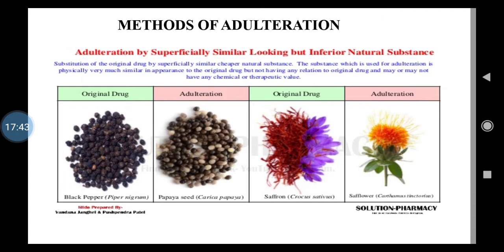Then another example is saffron. This saffron is adulterated with dried flowers of Carthamus tinctorius, and the original one is crocus saffron. You can see in this slide the original crocus saffron, which is adulterated with Carthamus tinctorius. So this is the second method of adulteration, by superficially similar but inferior drug.